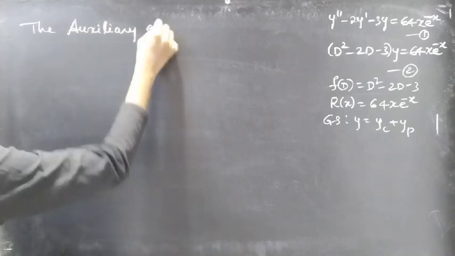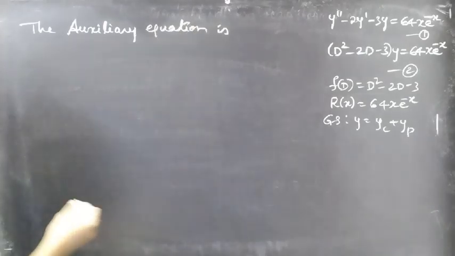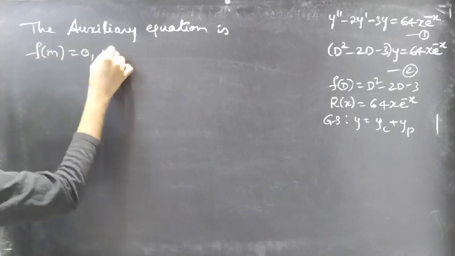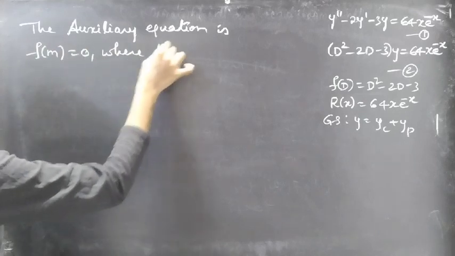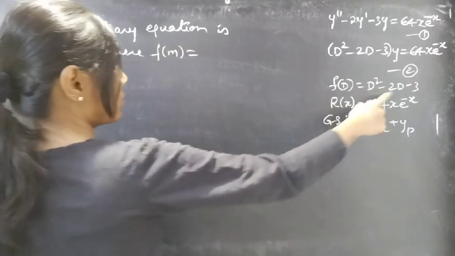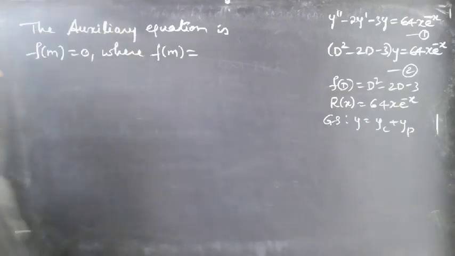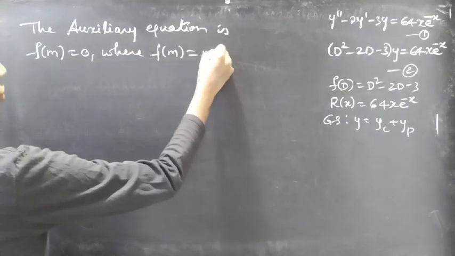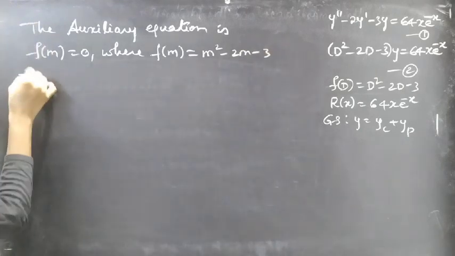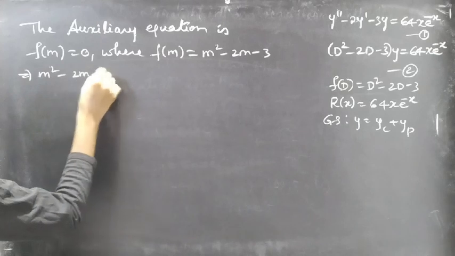The auxiliary equation is f(m) = 0, where f(D) is D² - 2D - 3, right? Let's replace the differential operator D by m, so that we'll get f(m) = m² - 2m - 3. Then the auxiliary equation becomes m² - 2m - 3 = 0.